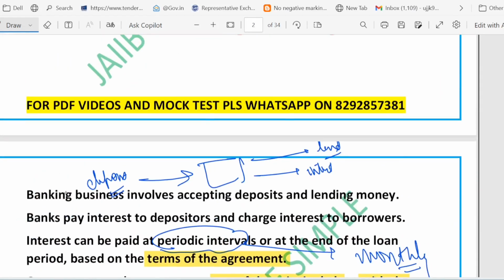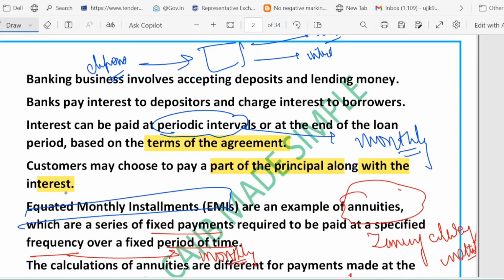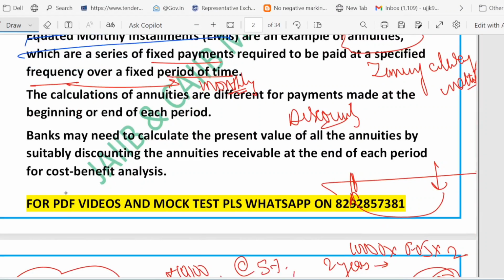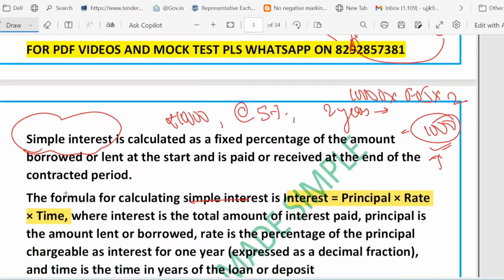So what we have discussed in this particular slide, let me summarize. So I told you banks accept deposits and they give loans. That's the basic funda. Depositor earns interest and the borrower pays the interest. Interest timing can be either periodic or at the end of the loan. EMI means fixed interest payment, annuity. Payment time, whether it is at the start or end, changes the calculation. Present value means the value today of the future payment, that is discounting. And the simple interest formula is simple, P into R into T upon 100.